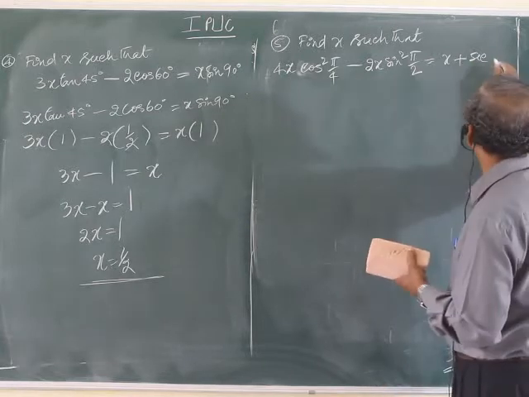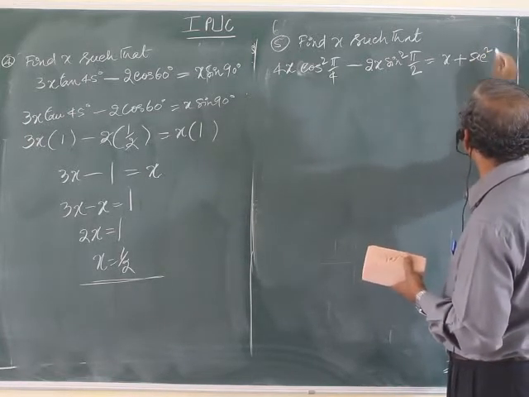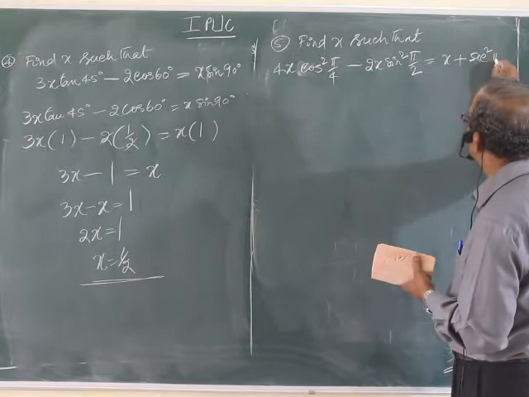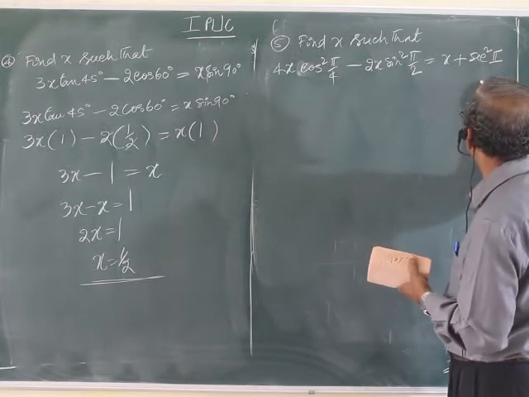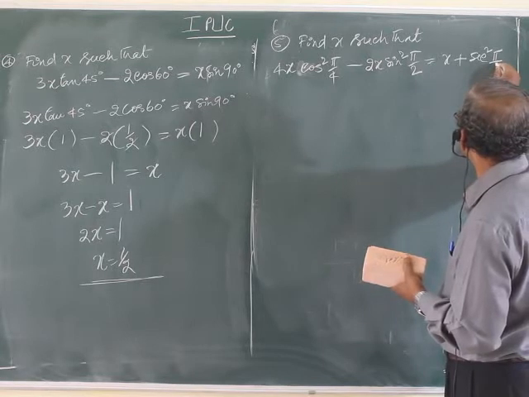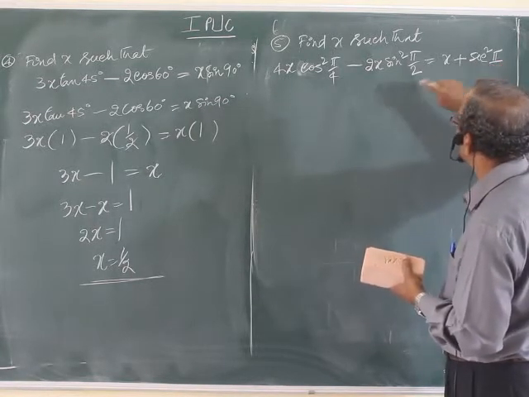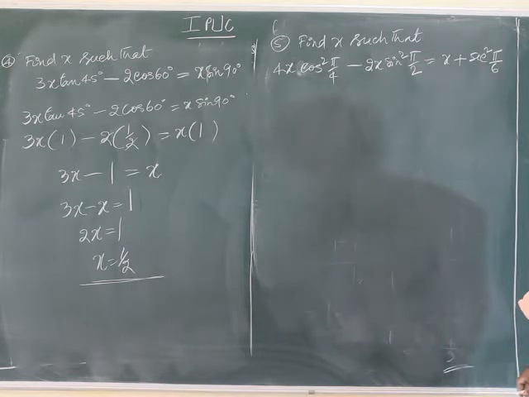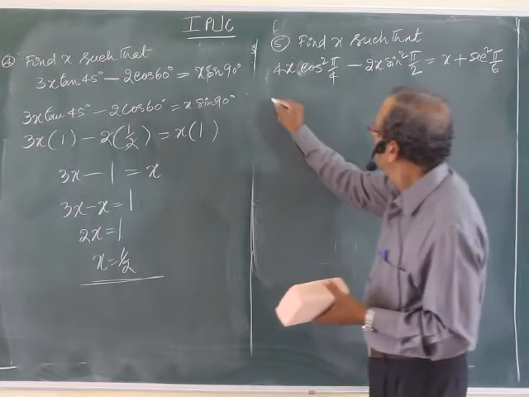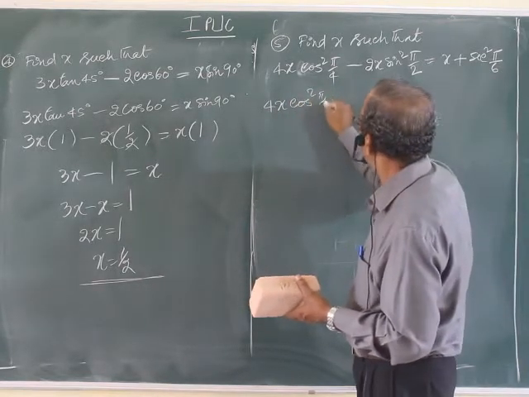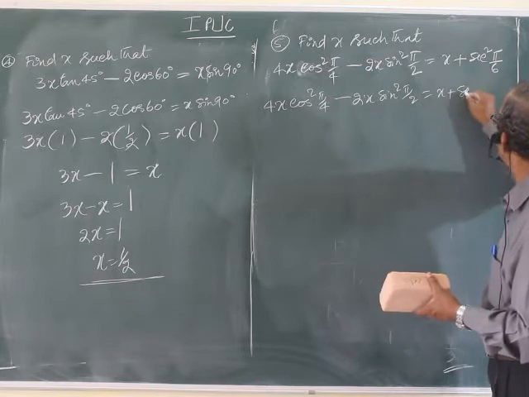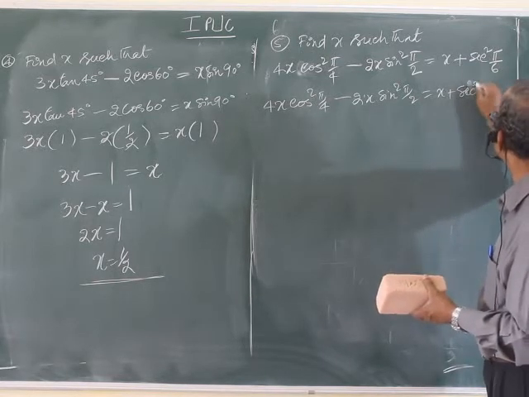secant square pi by 6. Totally you must find x, that's all. 4x cos square pi by 4, minus 2x sin square pi by 2, equal to x plus secant square pi by 6.